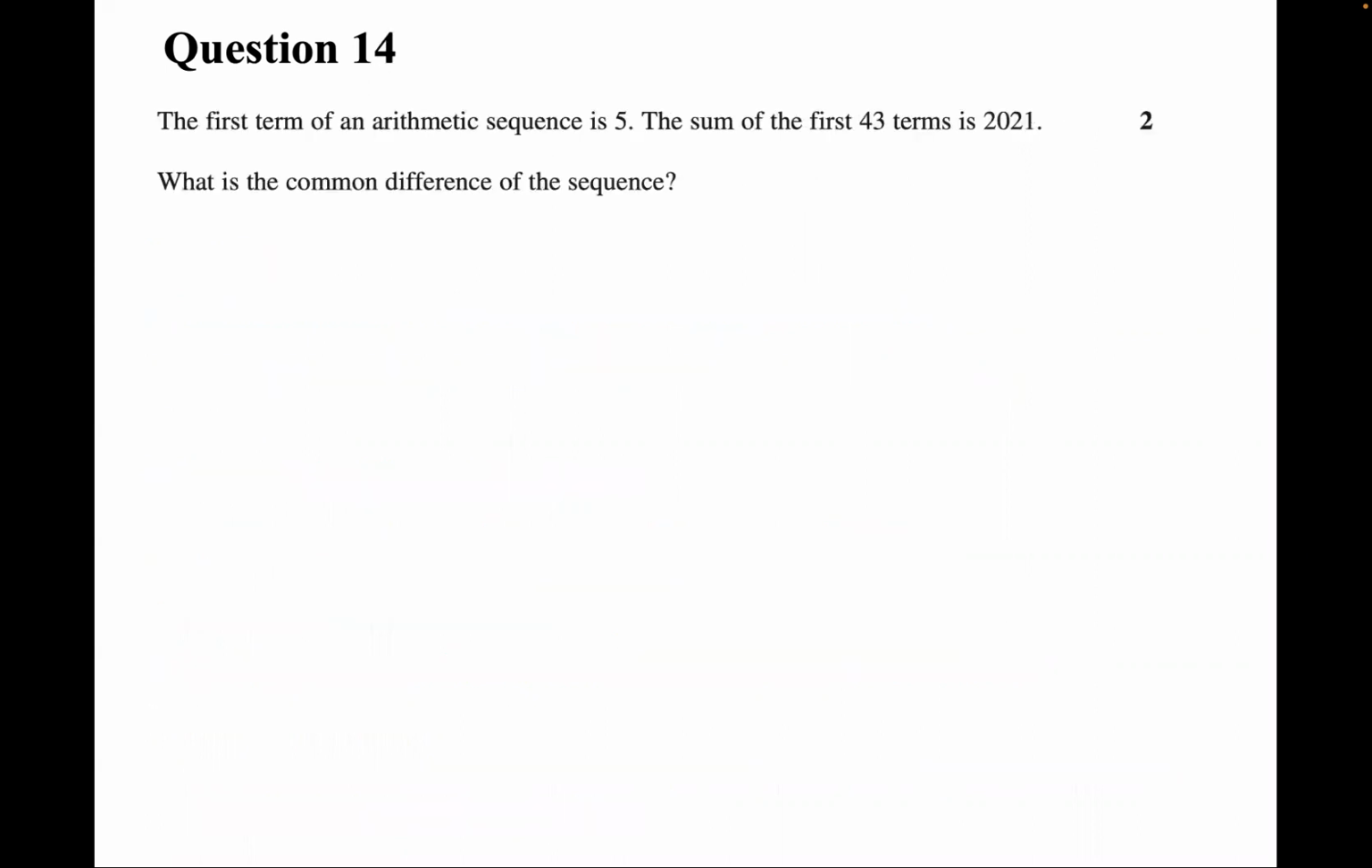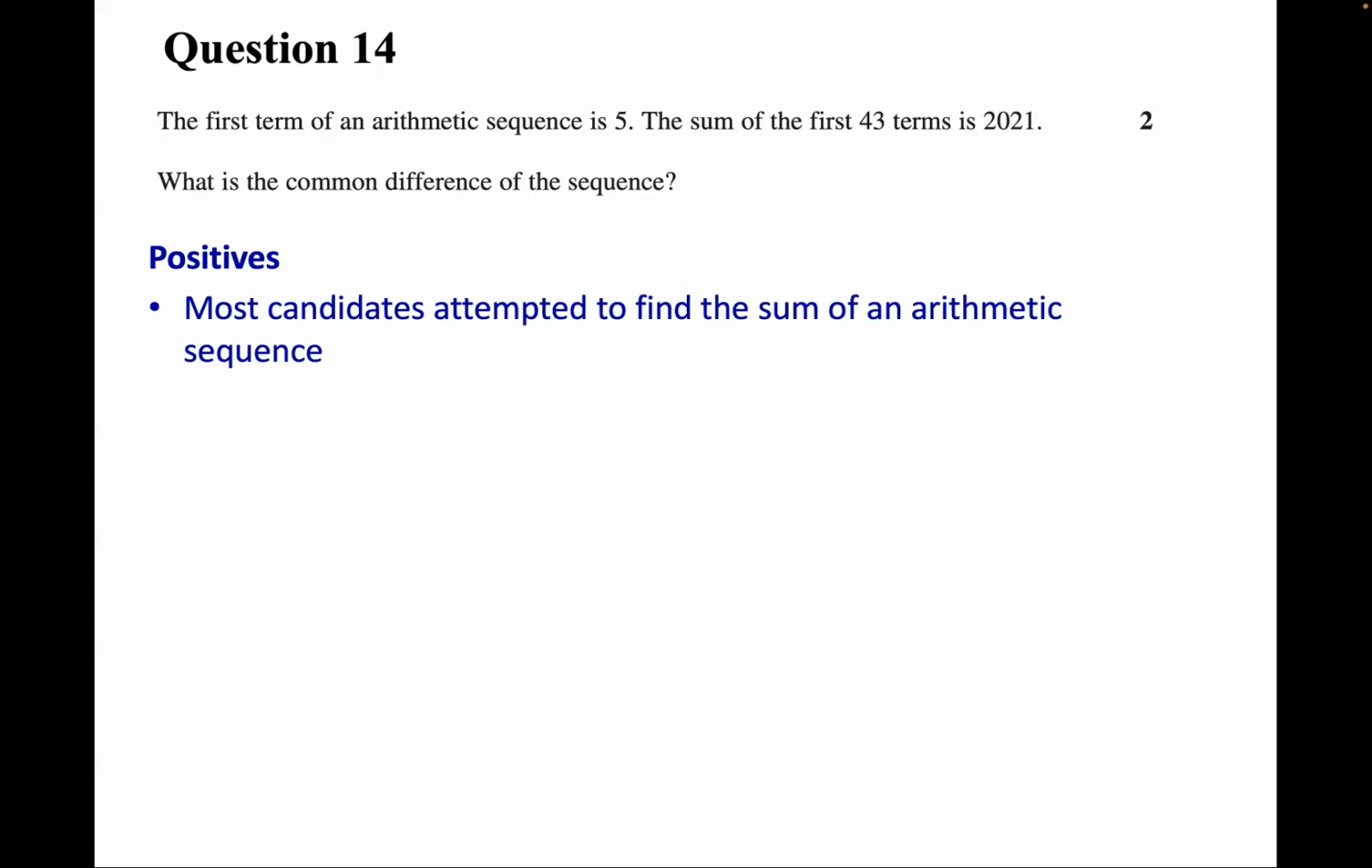Question 14, we've got an arithmetic sequence. We know the sum, we know there are 43 terms, and we're trying to find the common difference. Now, with this question, most candidates attempted to find the answer using the sum of an arithmetic sequence, which is fantastic. That formula is on the reference sheet. And whether they knew it off by heart or whether they referred to the reference sheet doesn't really matter. They chose the appropriate formula, which was great.